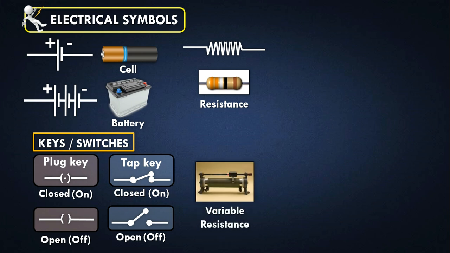And this represents variable resistance. Variable resistance means this is the whole value of resistance only. You can change the value of resistance by moving this knob. Okay, so as per our requirement we can change the value of resistance.